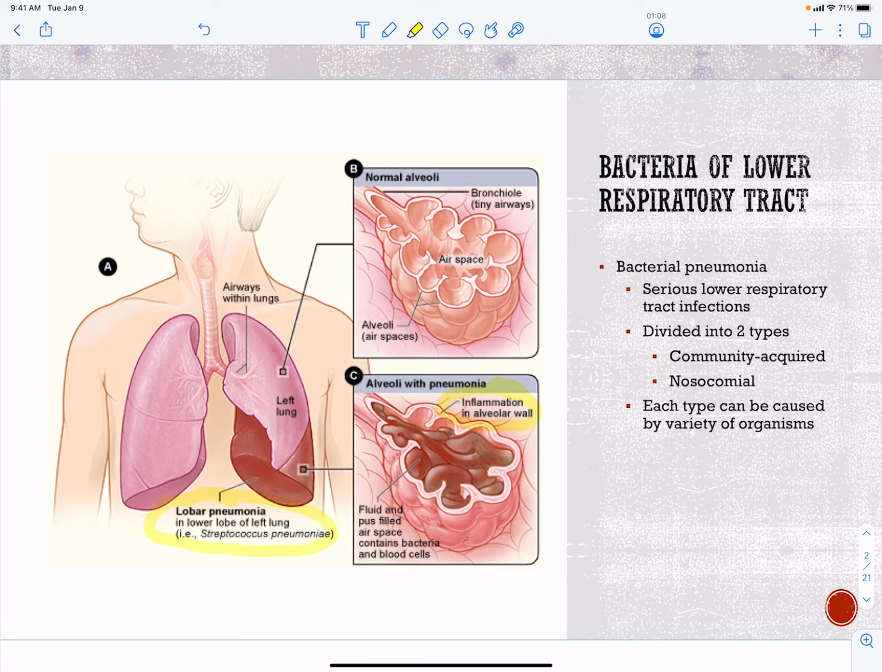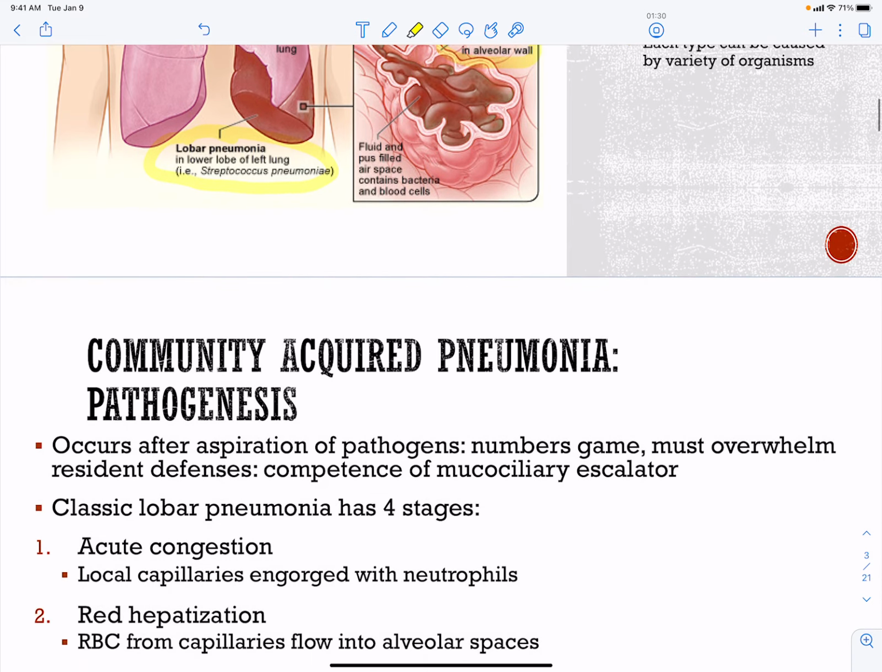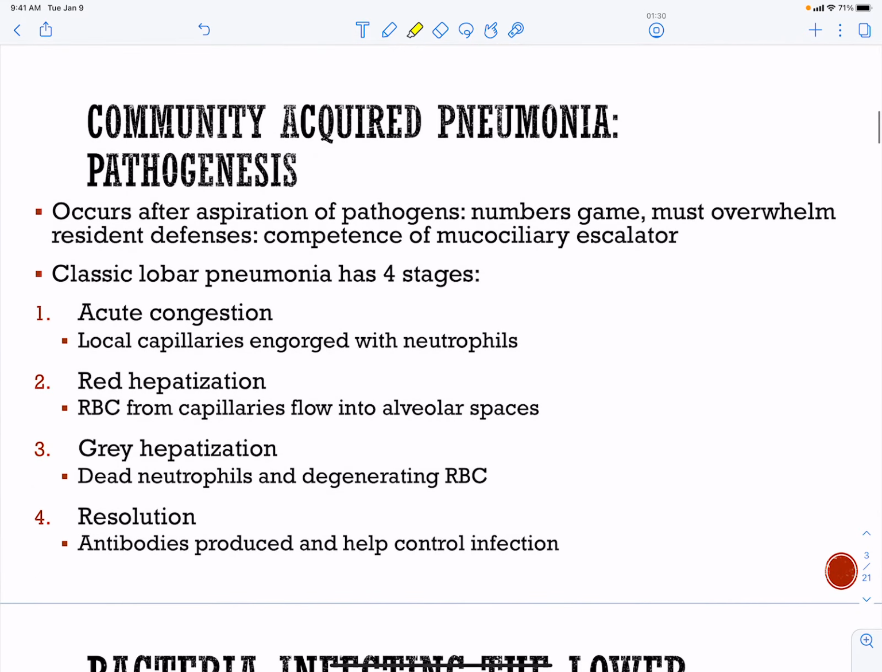So we have two different types of bacterial pneumonia, community-acquired as well as nosocomial. Nosocomial, again, is going to be hospital-acquired pneumonia for patients who are debilitated and typically have a comorbidity. That is why they're in the hospital. They're going to cause serious lower respiratory tract infection. And even though we're talking about bacteria here, a variety of organisms can cause pneumonia.